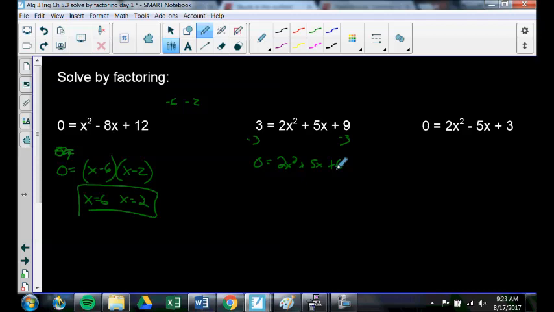Two times 6 is 12. So if I'm going to try and guess and check this first, I'm going to put a 2x here and an x here. And I can do 6 and 1 or 3 and 2. Those are my only options to multiply to 6.